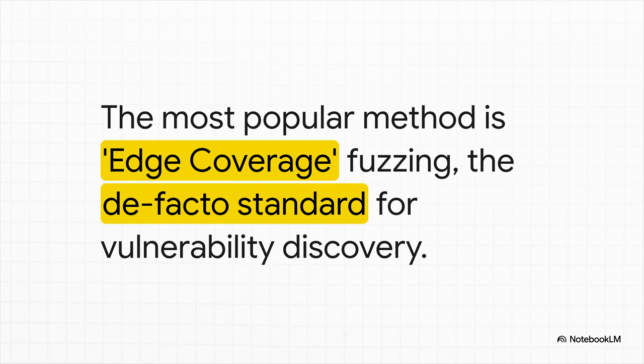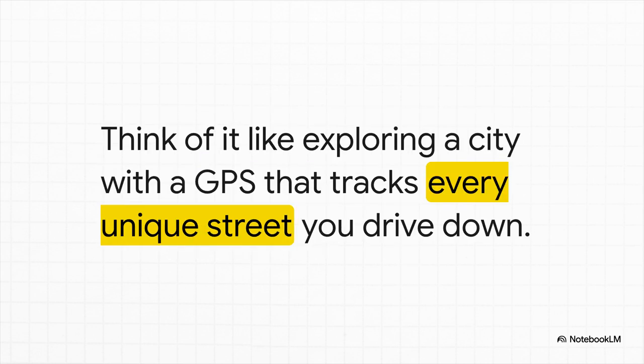And for a long time, the absolute gold standard in the fuzzing world has been a specific method called edge coverage. It's the go-to technique that pretty much everyone in security relies on. To really get how this works, let's use an analogy. Imagine the software's code is like a giant city map. Edge coverage is kind of like a special GPS that gives you a little reward every single time you drive down a new street you've never been on before.